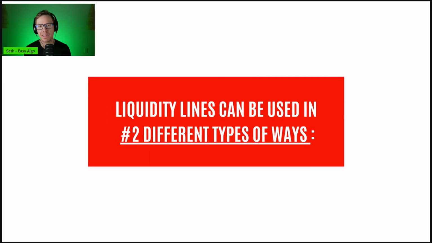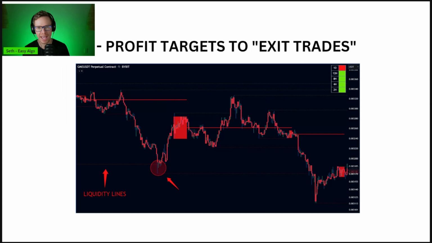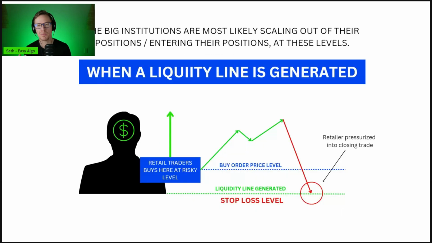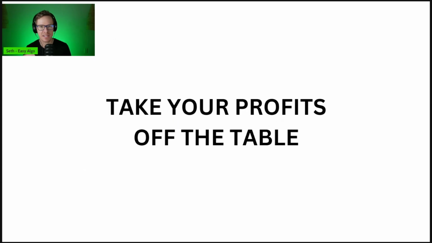Liquidity lines can be used in two different ways. It can be used as profit targets to exit your trades. As you can see in an example here, if we entered above the value line is where we enter our short positions. We would have exited at these liquidity lines, and you can see price hit that liquidity line exactly before it had a reaction and started reversing in the opposite direction. This is where the market makers are most likely exiting out of their positions or entering their positions at these key levels. This is where you want to take your profits off of the table.